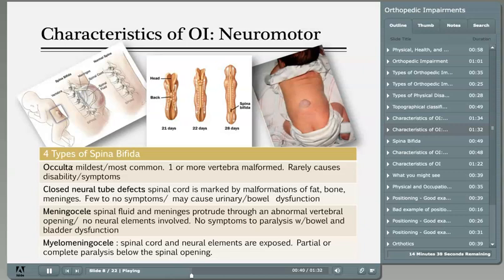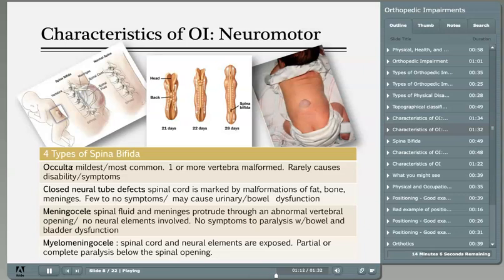Closed neural tube deficits occur when the spinal cord has a malformation of fat, bone, or meninges. With this type, there are also few to no symptoms, but it may cause urinary or bowel dysfunction. Meningocele spina bifida occurs when spinal fluid and meninges protrude through an abnormal vertebra opening, but no neural elements are involved. With this type, there can be a range from no symptoms to paralysis.